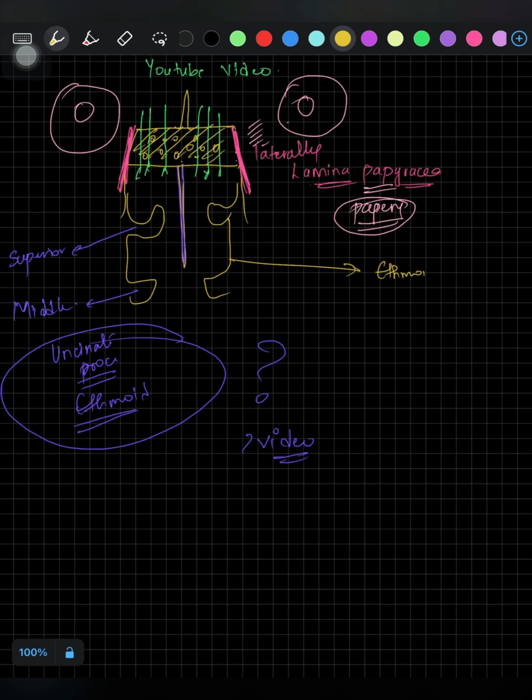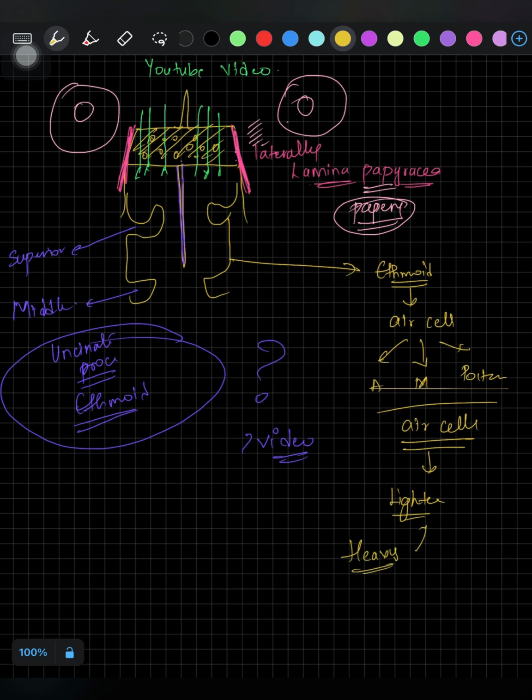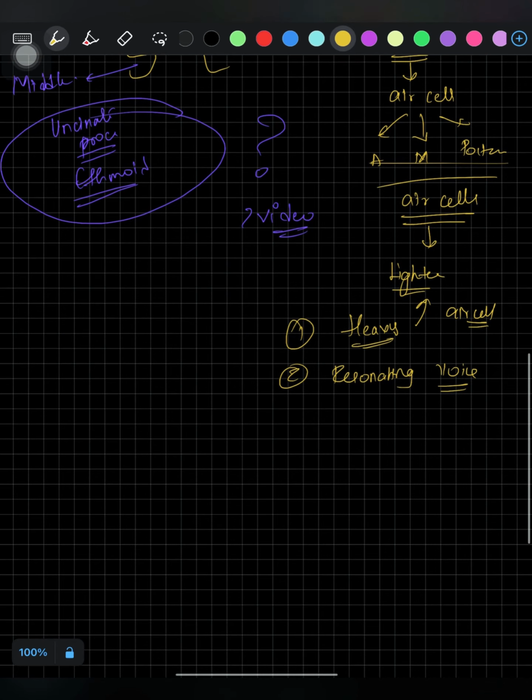Your ethmoid bone has air cells. These air cells are divided into anterior air cells, middle air cells, and posterior air cells or sinuses. The main purpose of these air cells is to lighten the bones of your head. That's one function. I'm so sorry, there is a lot of disturbance in my area. So we just want to lighten the bones of our skull. And the second function is that it's going to resonate the voice that's produced by your larynx, the vocal cords.